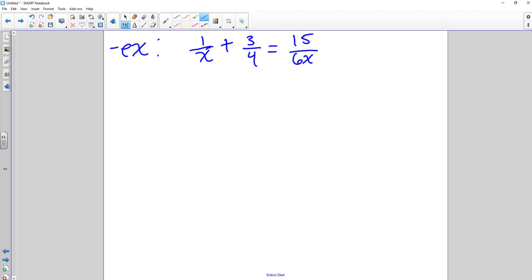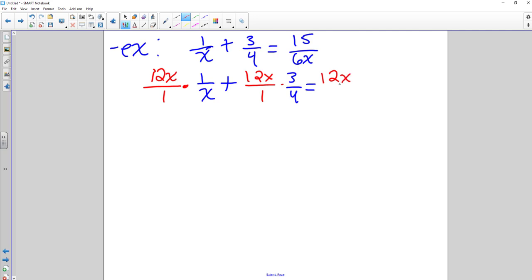And then I also am going to have to multiply by x. So every term I'm going to multiply by 12x over 1. So 12x over 1 times 1 over x, plus 12x over 1 times 3/4, equals 12x over 1 times 15 over 6x.